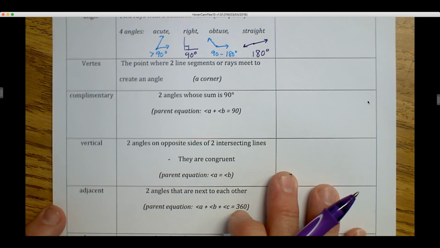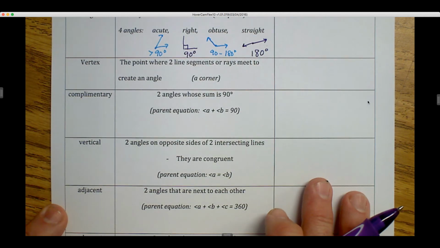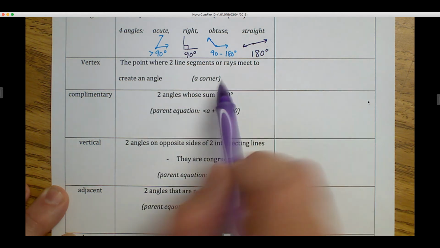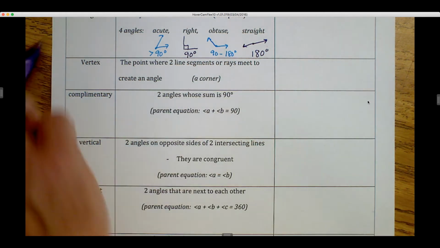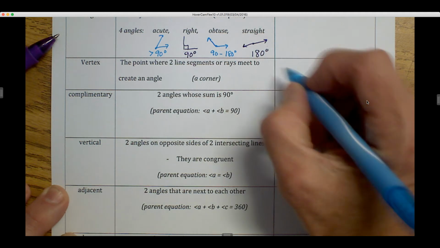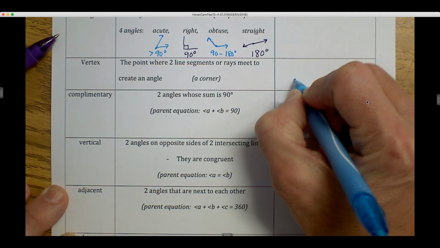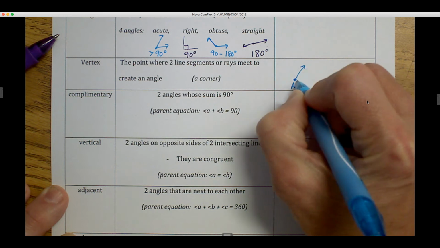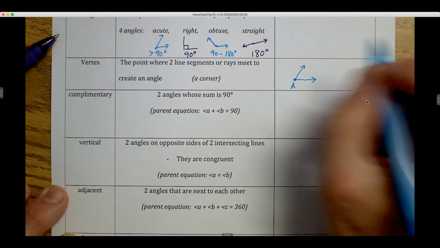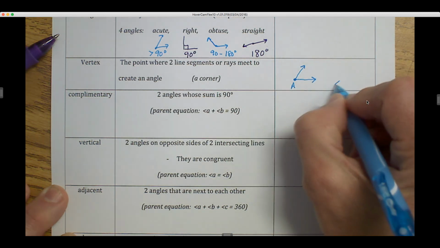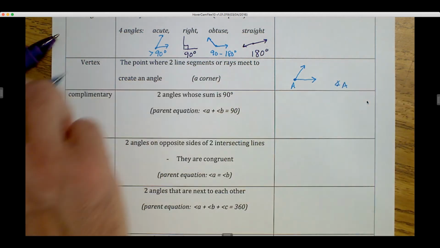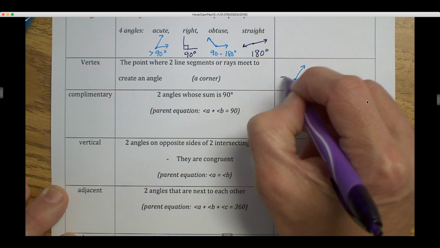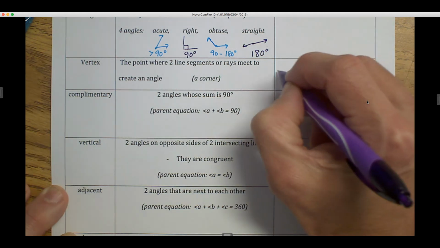A vertex is the point where the two line segments or rays meet to create an angle. Also, if you think about it, it's a corner, right? So we had an acute angle up here. I think this is a good one. So you've got your point A. We've got a ray going that way, a ray going that way. You could call this angle A, and your vertex is right there. That's your vertex.